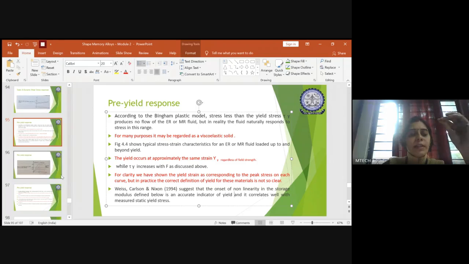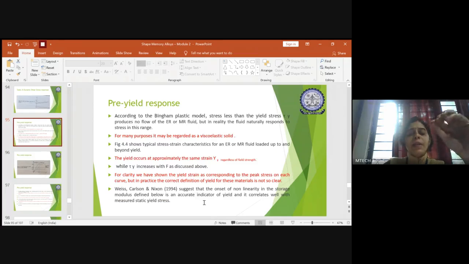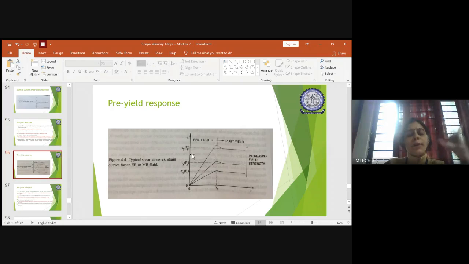Okay, because we can tell that this is the yield point, but when it is subjected to a particular ER fluid, yeah, MR fluid, how will you identify that this is the yield point of that particular fluid? So you should have some indicator which helps in identifying the accurate value. So they suggested that they should develop an accurate indicator to identify the yield point, and it should also correlate with respect to the yield stress value, and the yield stress value will not be a dynamic one, it will be static. So that is the upper limit, the yield stress value a material can bear.